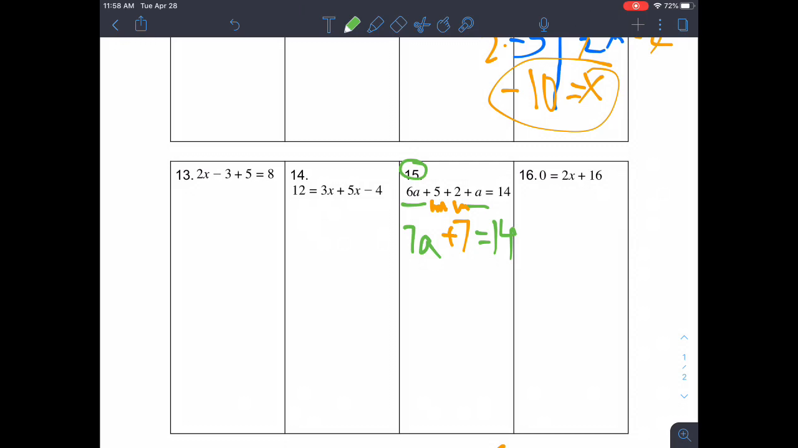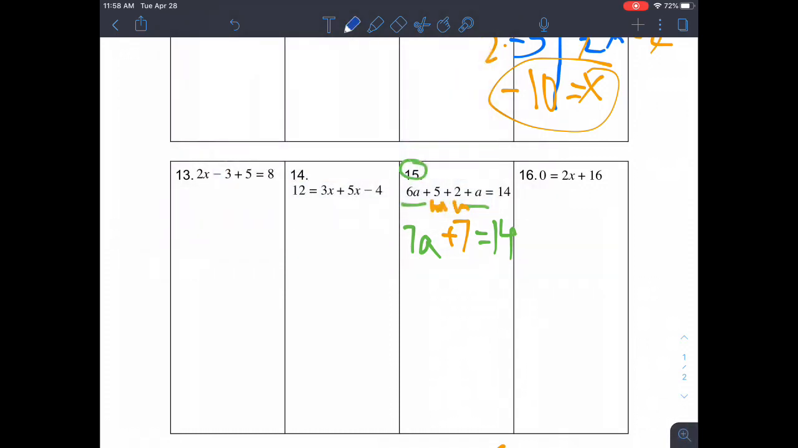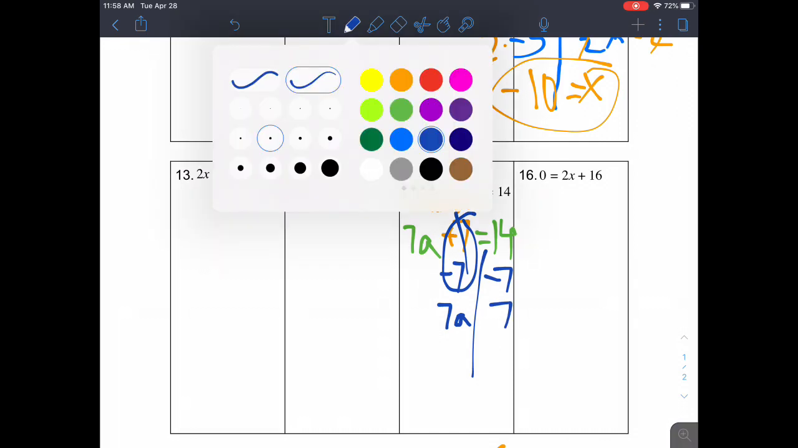Now this is just like the problems we did earlier in the week. So, how do I get those 7a's alone? How do I undo adding 7? I need to subtract 7. If I subtract 7 from the left side, I subtract it from the right side. We've got to keep balance in all of our equations. So, on the left side, those cancel, and we're left with 7a. On the right side, 14 minus 7 is 7.